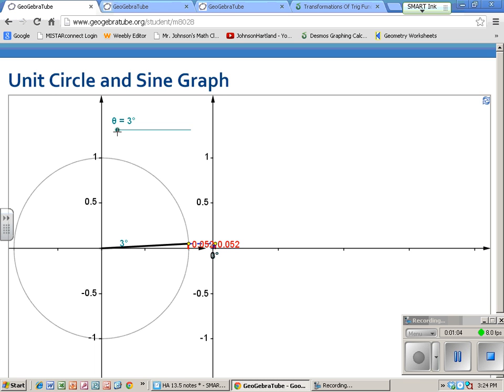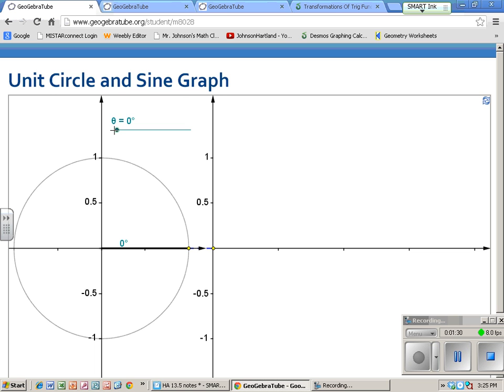Okay, so on the unit circle, we're talking about the sine graph here. On the unit circle, the sine was the y-coordinate. So think about, as I move this angle, pay attention to the point. As it rotates around the circle, you're looking at the y-coordinate of that point. That's what's going to produce the sine graph.